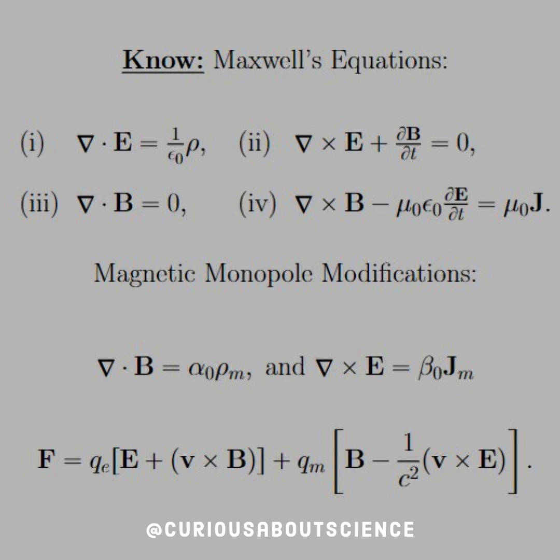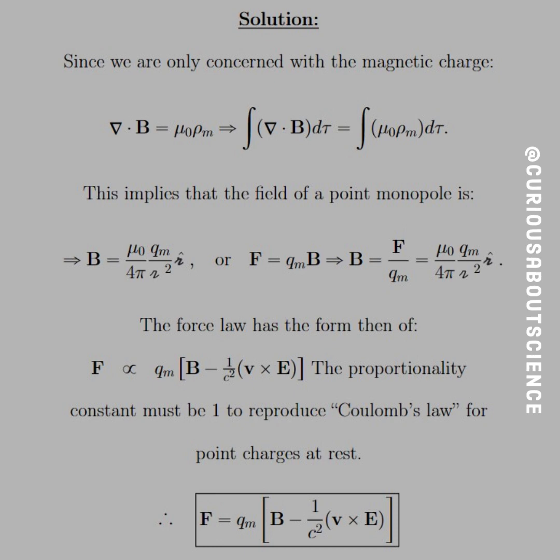And then we saw back from Chapter 5 that the new force law would look something like this, where the 1 over c squared was strictly there for dimensional analysis and making sure the units worked. Again, theoretical considerations only. If we were to look at this, as far as the solution goes, we see that since we are only concerned with the magnetic charge, we can now integrate this divergence of B, which turns out the constant was mu naught, rho m, and find out what the B field is.